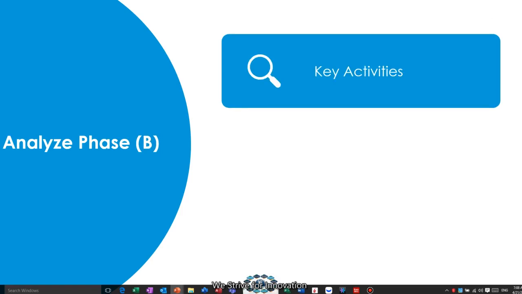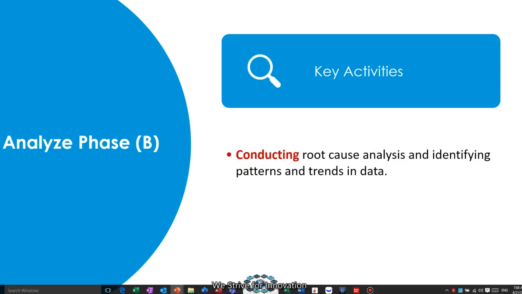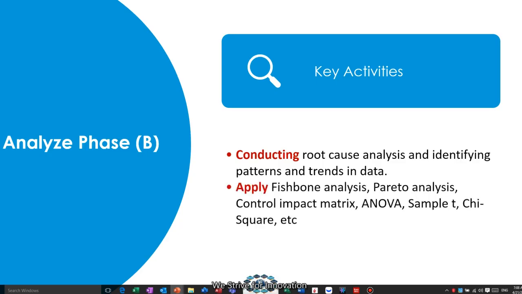Now, what are going to be our key activities? First, we'll conduct a root cause analysis to identify patterns and trends in the data. Then we will apply, of course, some tools such as fishbone, Pareto analysis, control impact matrix, ANOVA, 2-sample t-test, chi-square, and so on.